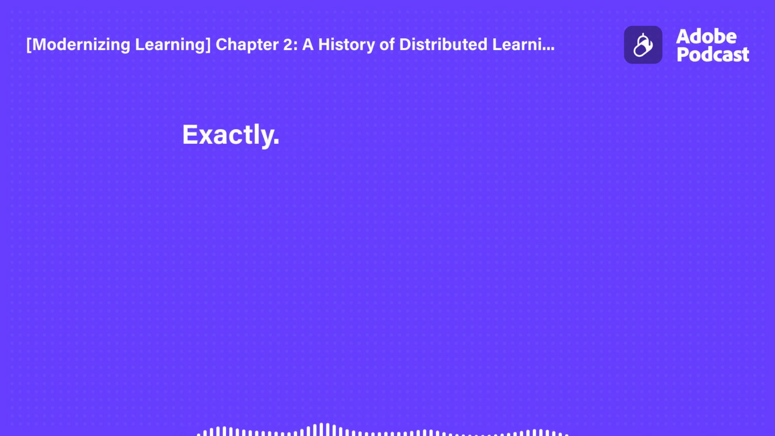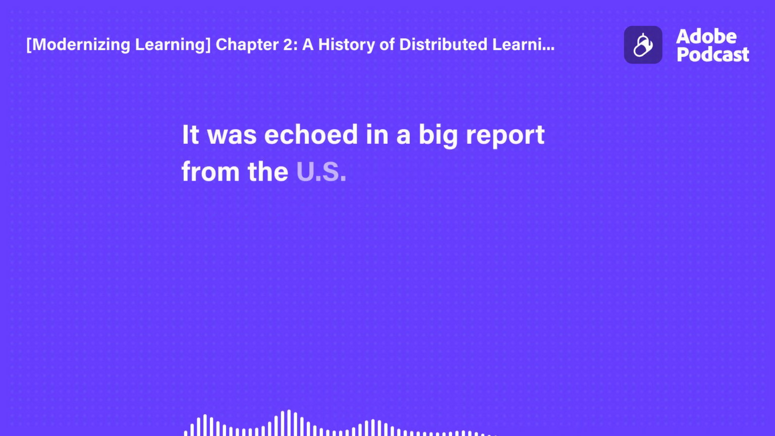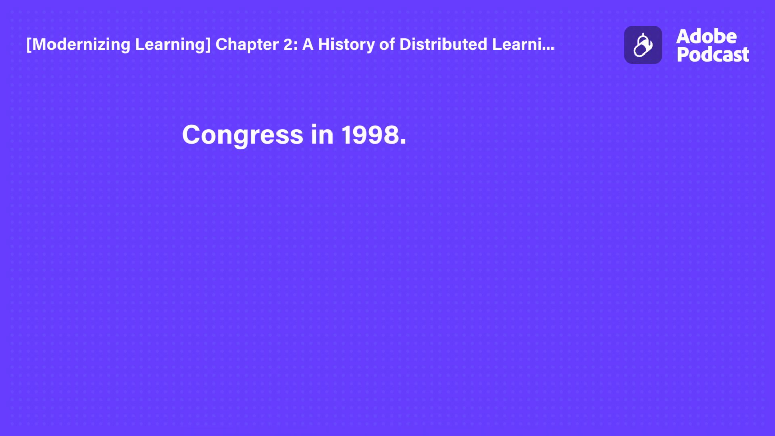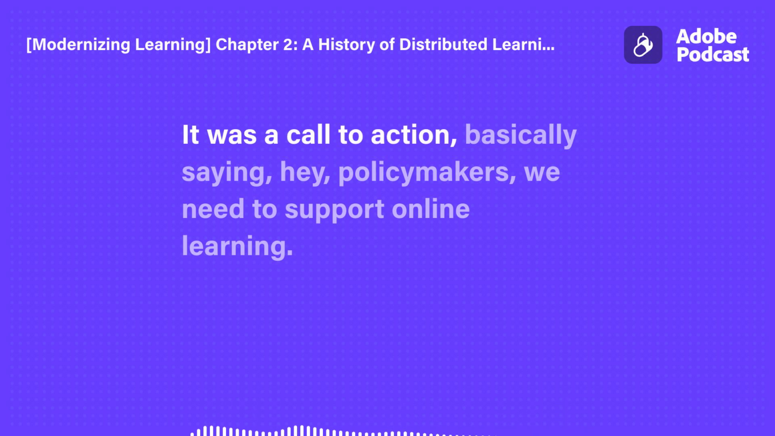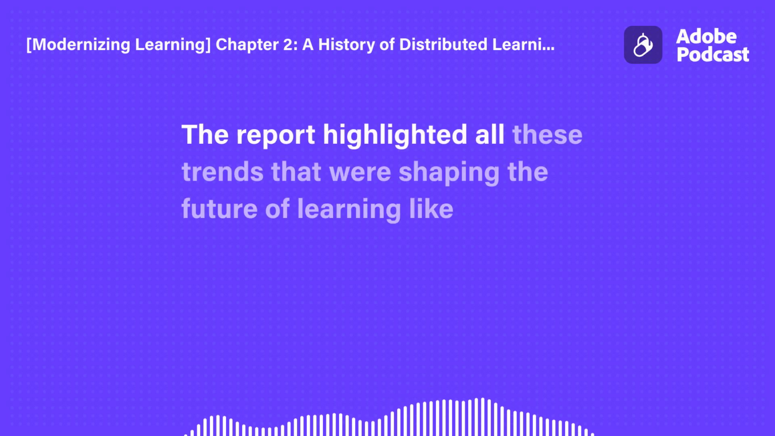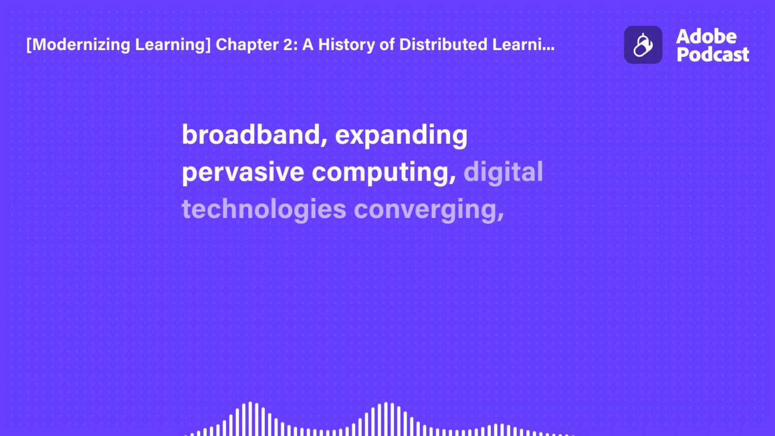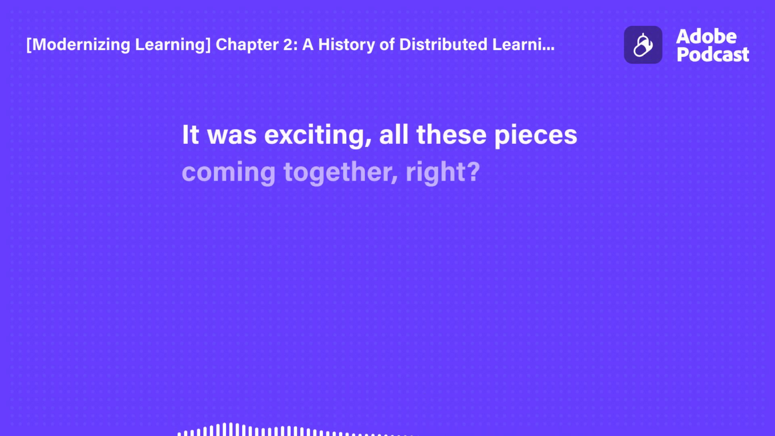Democratizing education. Exactly. And that vision of using tech to make education more accessible was echoed in a big report from the U.S. Congress in 1998. What report? The Power of the Internet for Learning. Catchy title. Right. It was a call to action, basically saying, hey, policymakers, we need to support online learning. It can change everything. The report highlighted all these trends shaping the future of learning, like broadband expanding, pervasive computing, digital technologies converging, adaptive learning tools developing. It was exciting, all these pieces coming together.